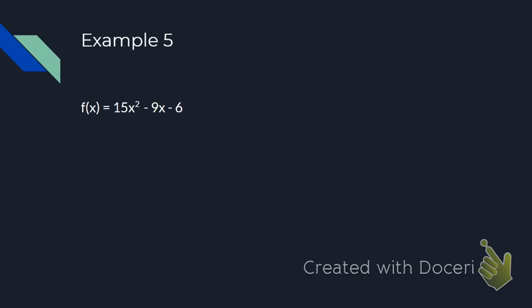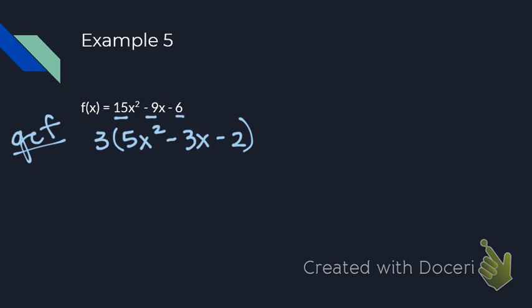Okay, 2 more examples. Example 5, 15x squared minus 9x minus 6. On this one, if you notice, the very first thing, and I haven't brought it up on the other examples like I should have, but you always check for a greatest common factor first. These can all be divided by 3. So the first thing we're going to do is factor out a 3. That leaves me with 5x squared minus 3x minus 2.